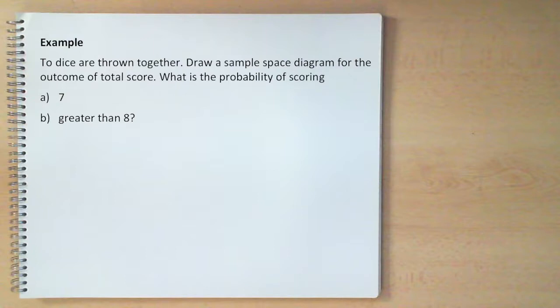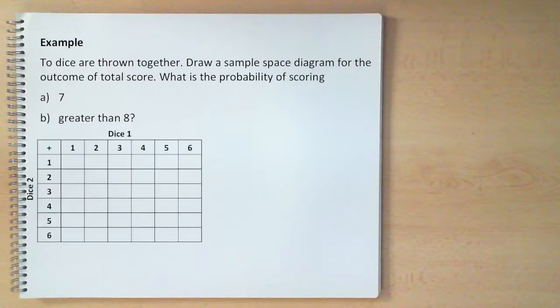So we'll put dice 1 across the top of our diagram, and we'll put dice 2 down the side. Possible outcomes are 1 to 6 for each of them, and we put a little plus sign in the corner to remind us that we're going to add those numbers up. Let's put the numbers in row by row. First row is 2, 3, 4, 5, 6, 7. Second row 3, 4, 5, 6, 7, 8, and so on, all the way down to the bottom where we get 7, 8, 9, 10, 11, 12. So the highest score with two dice is 12. The lowest score is a 2.